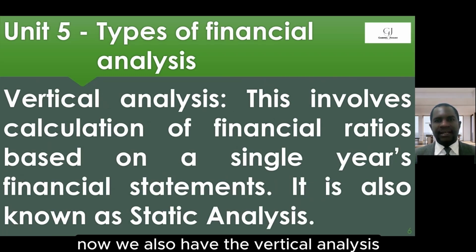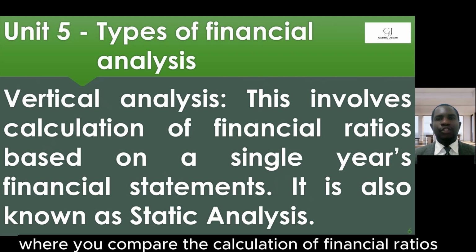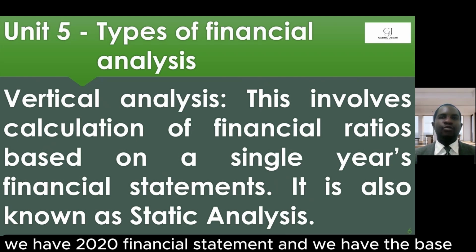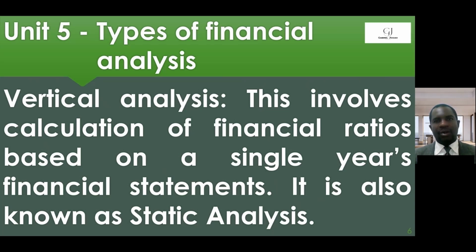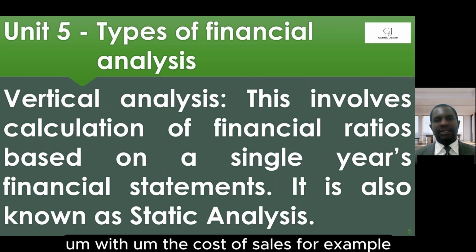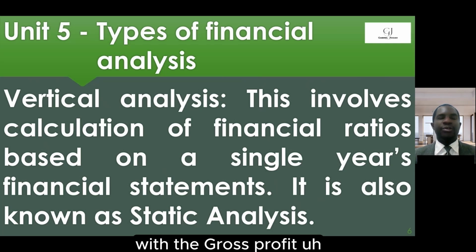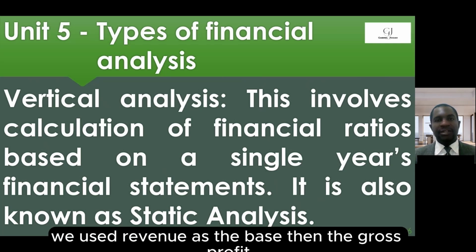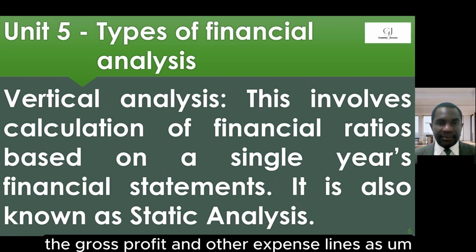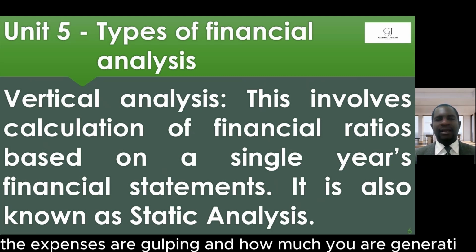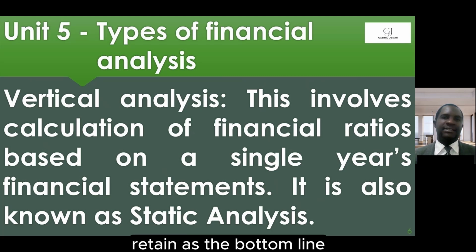Now we also have the vertical analysis, where you compare the calculation of financial ratios based on a single year's financial statement. So for example, we have the 2020 financial statement, and we have a base, which is revenue. And we're comparing the revenue parameter with the cost of sales, for example, and the gross profit. We use revenue as the base, then the cost of sales, the gross profit, and other expense lines as a percentage of the revenue to see how much the expenses are gulping and how much you are able to retain as the bottom line.